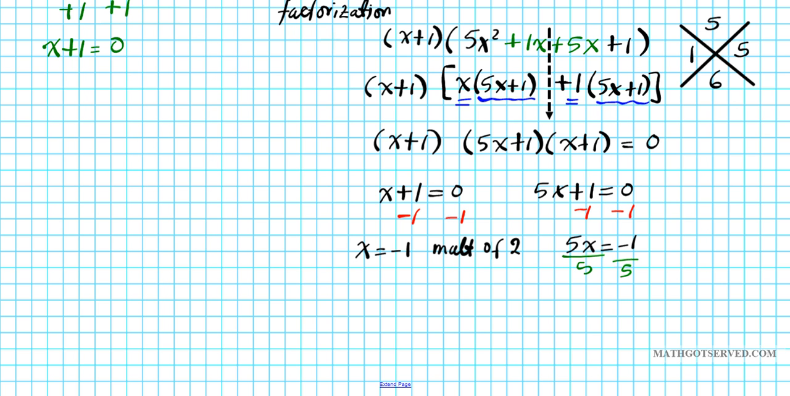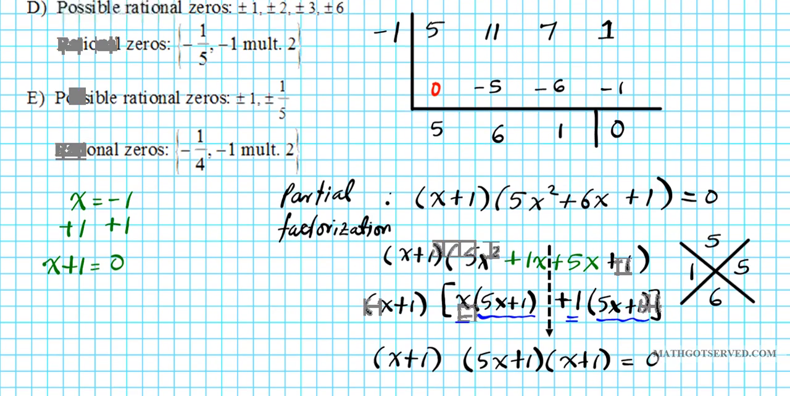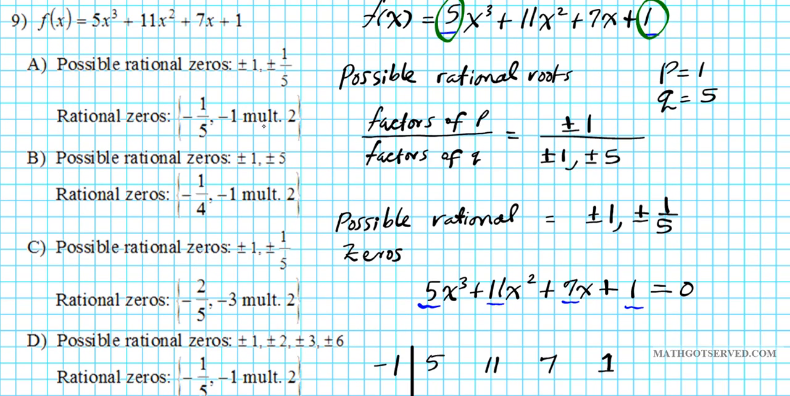And then that gives us x equals -1/5. All right, so our zeros are x equals -1 with a multiplicity of 2 and -1/5. All right, so the correct answer for number 9 is option letter A.